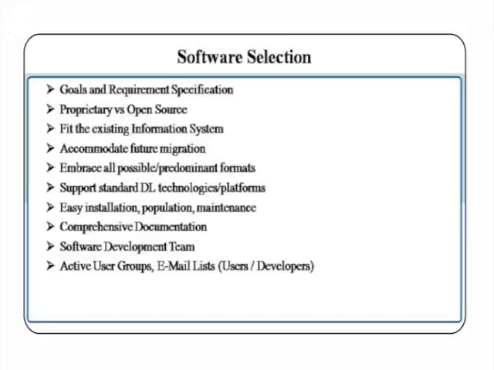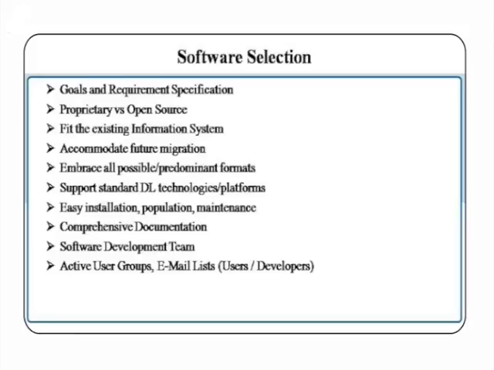And while selecting a software, we have to also see whether we should use a proprietary or open source software. The proprietary software is generally paid software. Money is required for buying such kind of software. But open software is generally free of cost, and even the user is able to change the source code of the software if it is required, and fit the existing information system, accommodate the migrations into the future, and embrace all possible and predominant formats, the formats which are all defined now. There could be 100 formats which will be coming in the future. So how much support the software can give, and support a standard DL technology.